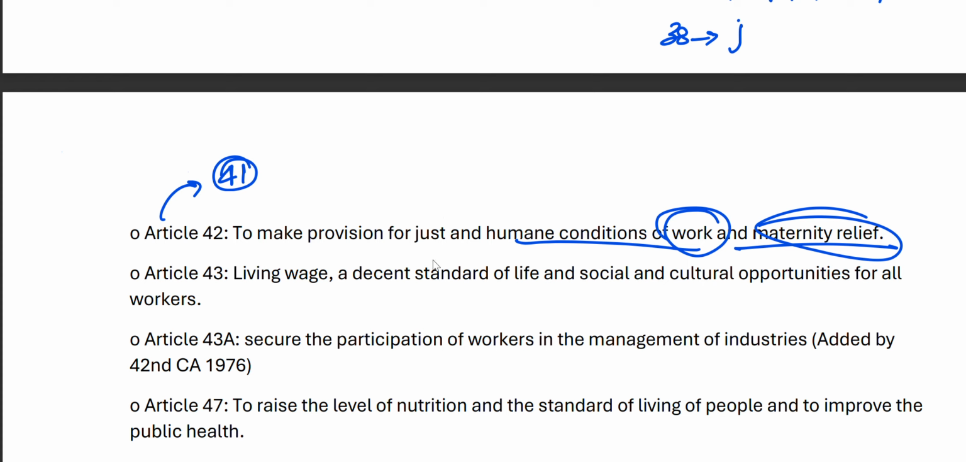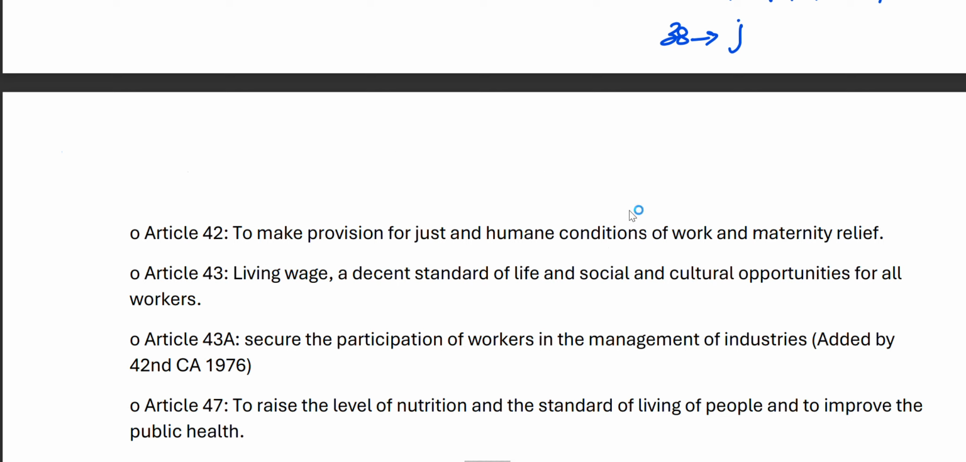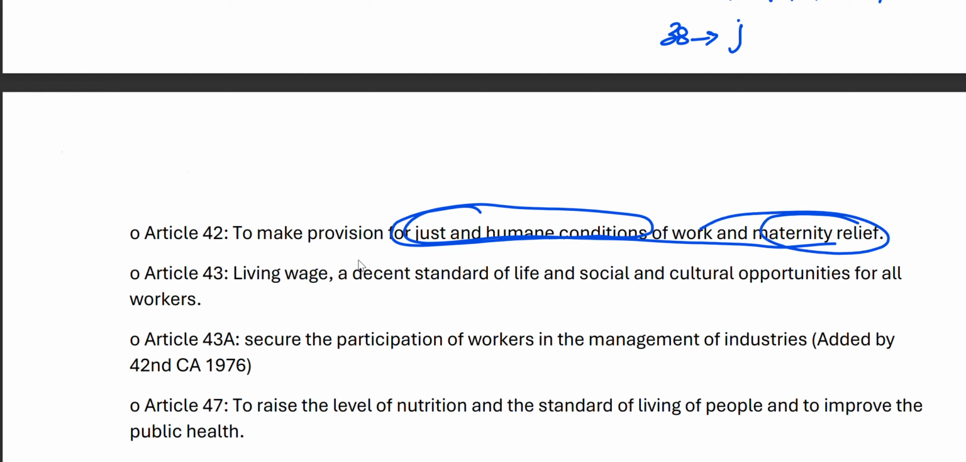41 is right to work. For work, I need to have education. And if there is unemployment, old age, sickness, and disability, I need public assistance as well. Now, what is 42 over here? Just and humane conditions of the work. We need to have proper conditions for the work, and then there is also maternity leave as well.